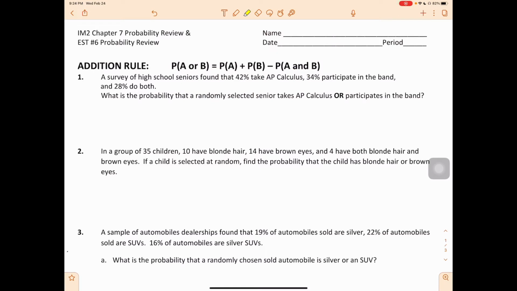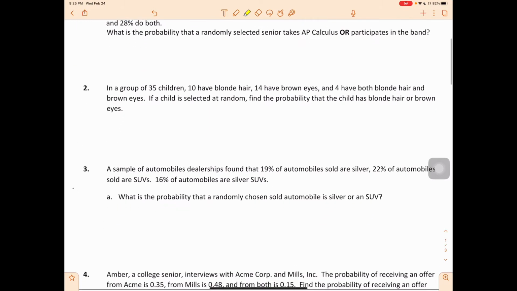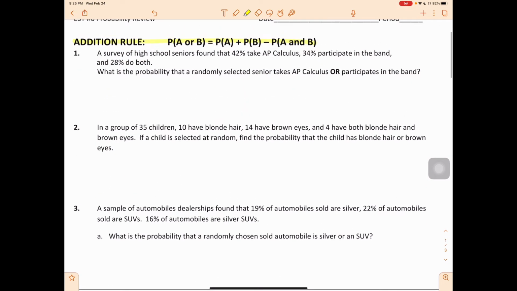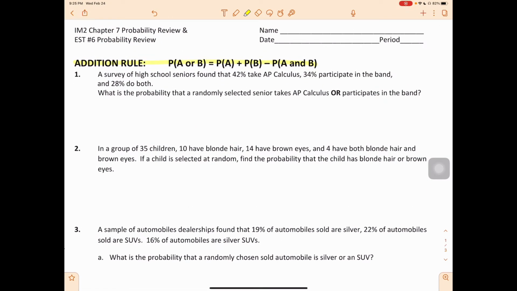So like here I have the addition rule, okay? Use that to try to solve these problems, but of course use my video to watch how the problems are correctly solved and to see if you did your problems correctly, okay?